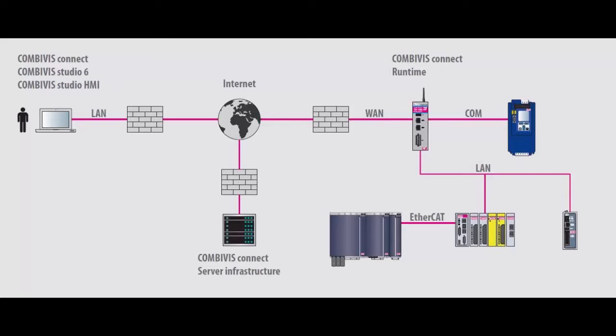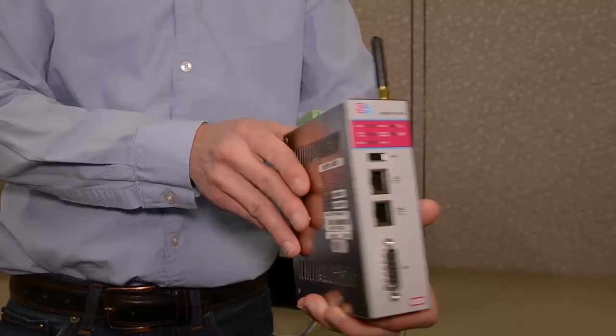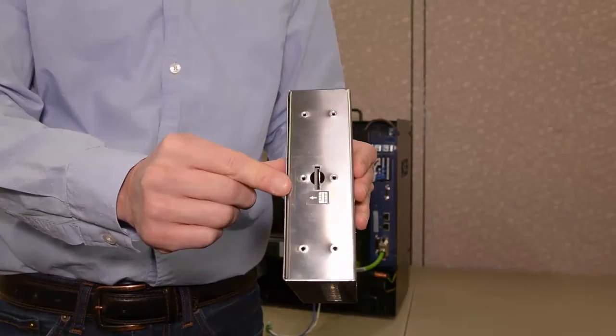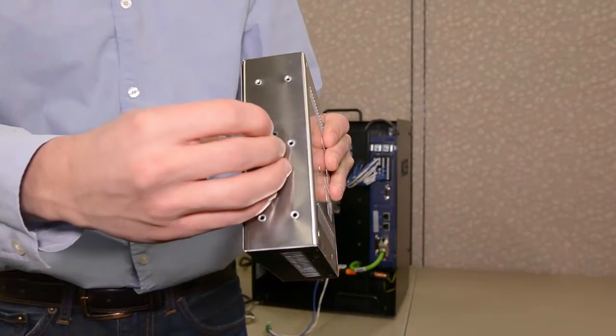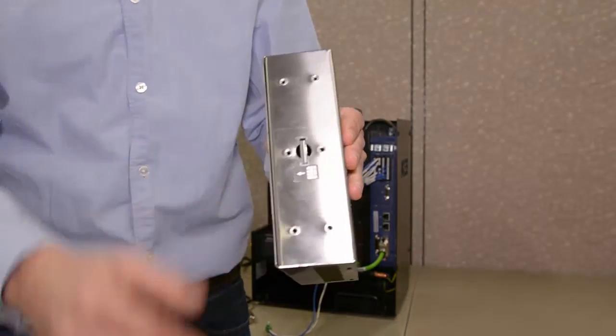In this video, I will show how to configure the modem settings on the cellular version of the C6 router using CommiViz Connect software. The first step is to insert a standard size SIM card from any GSM network service provider into the slot in the back of the router.